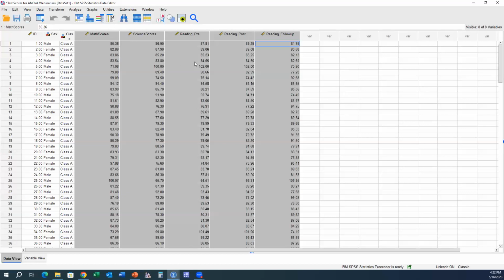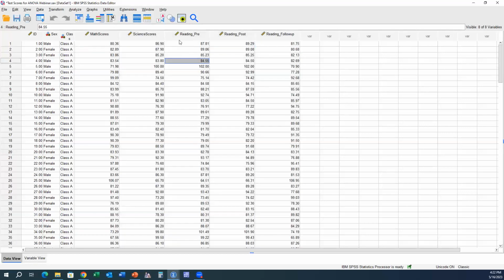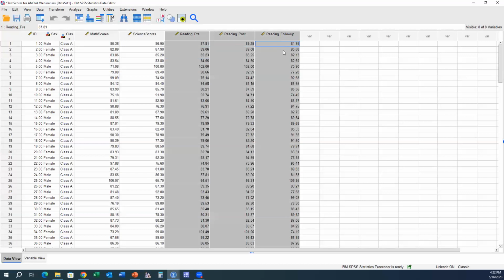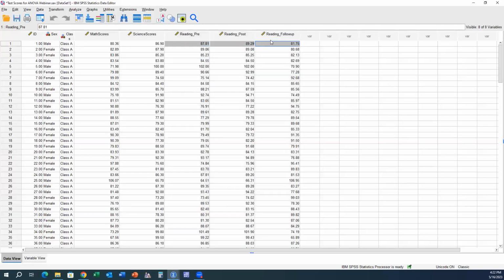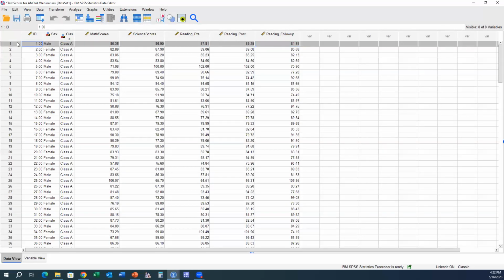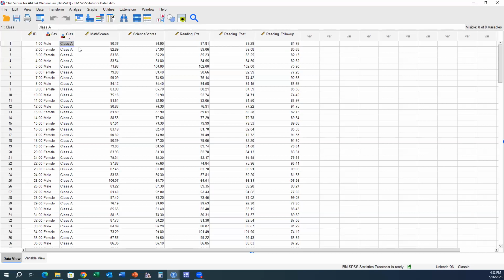So we do have data here to run a repeated measures ANOVA. Remember, reading was collected at the beginning of the year, at the middle of the year, and at the end of the year. So we have three matched measurements for reading. Now, it's very important when you set this up that across one row, you have an individual's data for every measurement. So you could have demographics at the beginning, you have what class these individuals were in, and then across the same row, you need to have the pre, post, and follow-up.